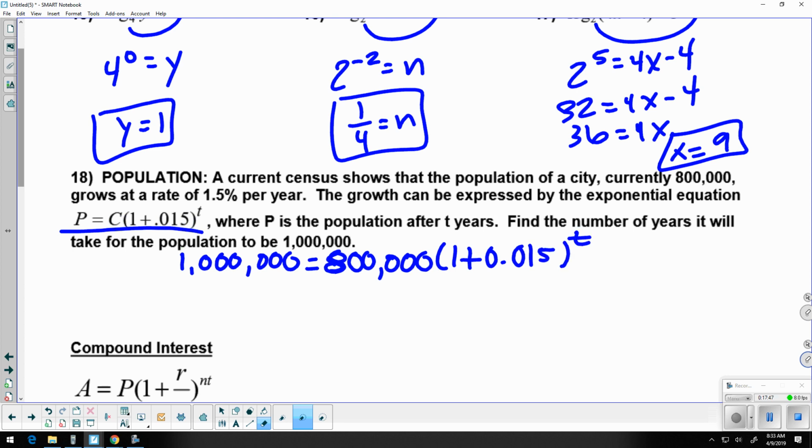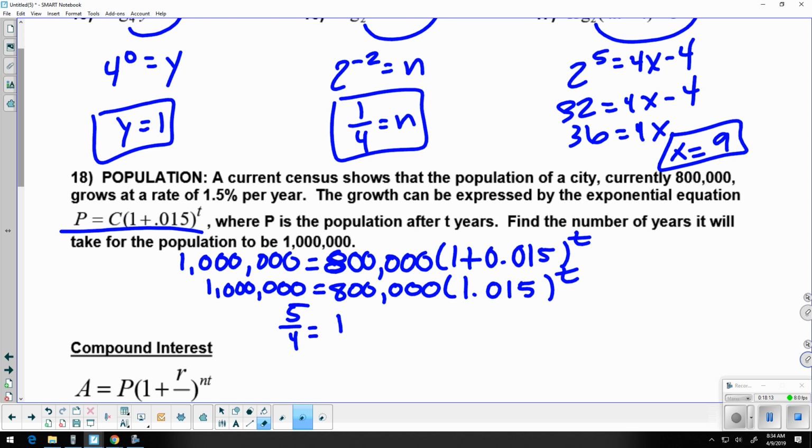Okay, so now that we know how to solve all these equations, this shouldn't be too bad. What I'm going to do first is I'm going to do my parentheses. So if I add those two together, that's obviously 1.015. Next thing I would do then is divide both sides by 800,000. So if I divide 1,000,000 by 800,000, you should get 5/4.